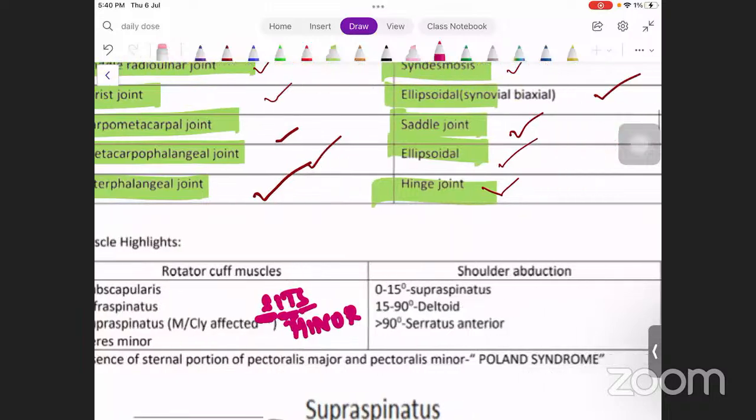0 to 15 degrees is mediated by your supraspinatus, and 15 to 90 degrees is maintained by your deltoid, and then more than 90 degrees is done by your serratus anterior, which is supplied by your long thoracic nerve of Bell.